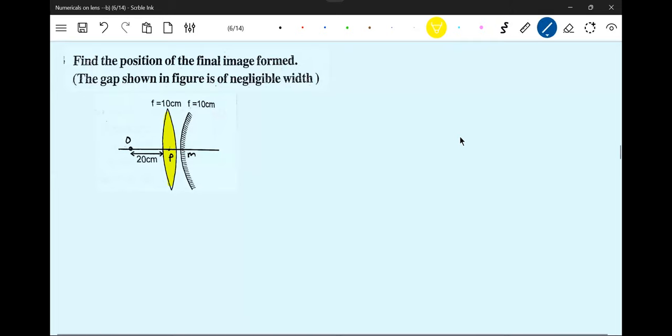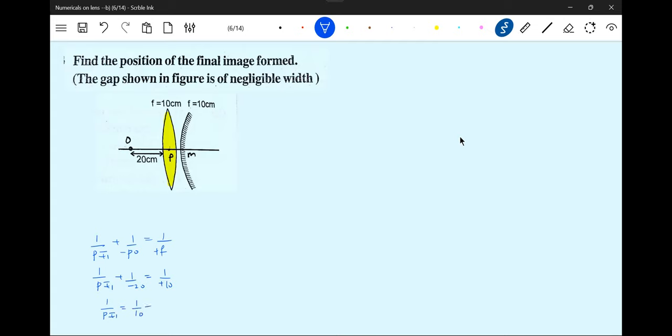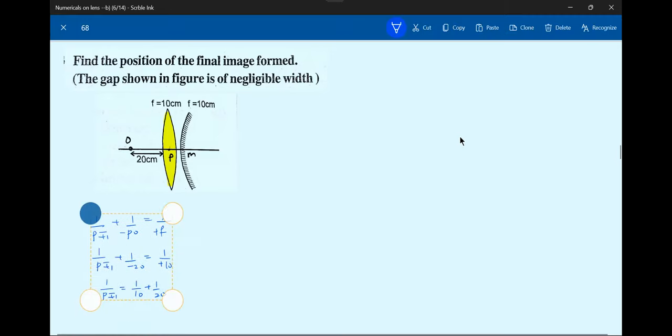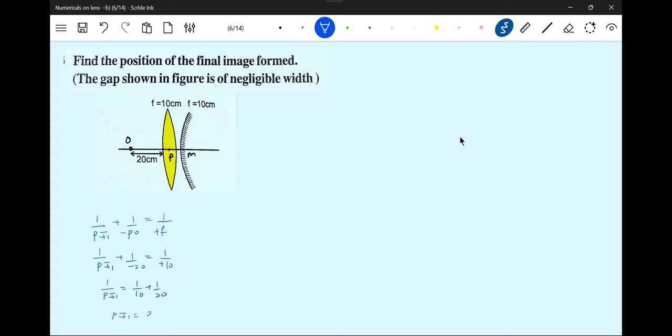So let me have a diagram. Okay, this one. Towards right is positive. So 1 by PI1 minus 1 by PO equal to focal length. So PI1 is 200 by 30, 20 by 3 centimeter.